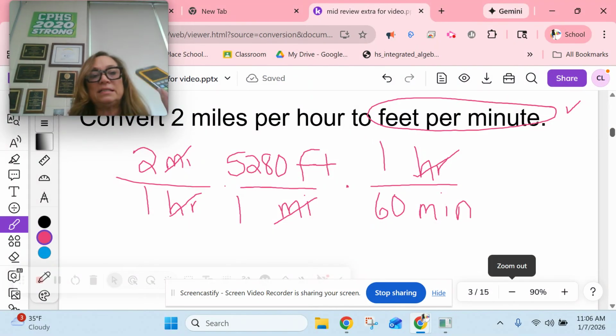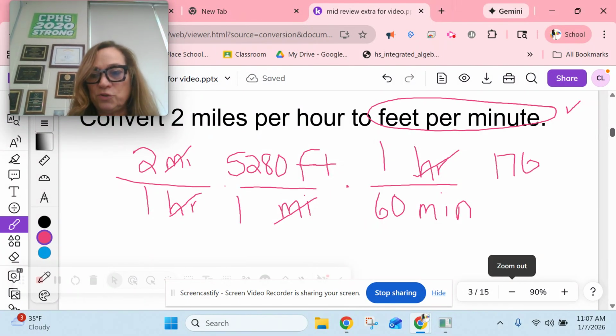So I'm just going to take my calculator and I'm going to do the multiplication when I do it all as a fraction. So in my numerator, I'm doing 2 times 5,280. And in my denominator, I'm doing 60. I got the answer of 176, so it's 176 feet per minute.